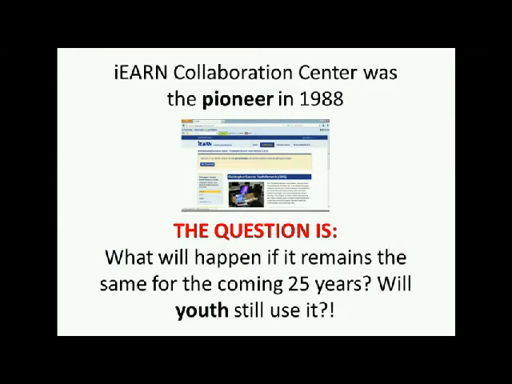Now, I want to collect everything to go back to our main objective, which is iEARN, our global family of iEARN. We have the Collaboration Center for iEARN, and that was a pioneer in 1988, being number one in the world that has to do with education, with this large community who interact between every now and then on different online collaborative projects. Now the question is, what will happen if this collaboration center remains the same for the coming 25 years, since we are celebrating this year the 25th anniversary for iEARN? And will youth still use it? Let's see what's there in the research.